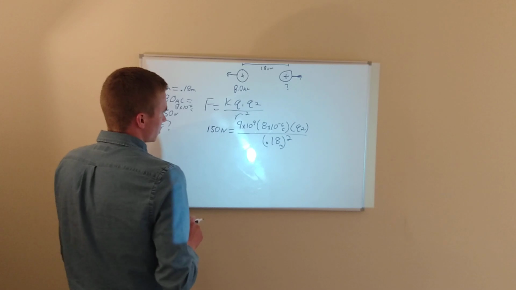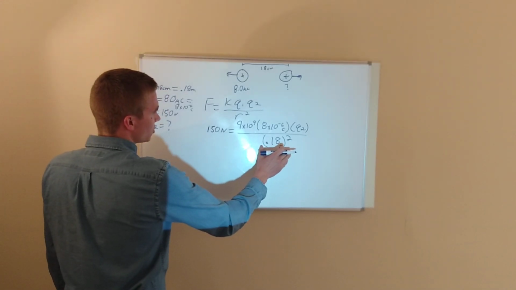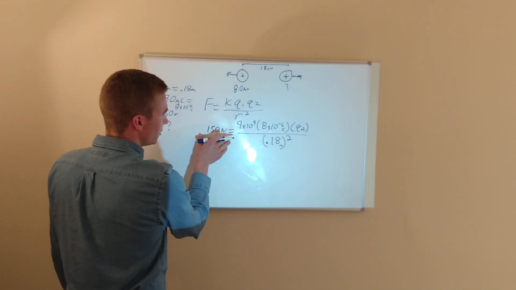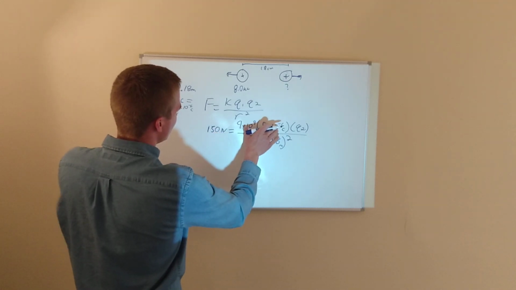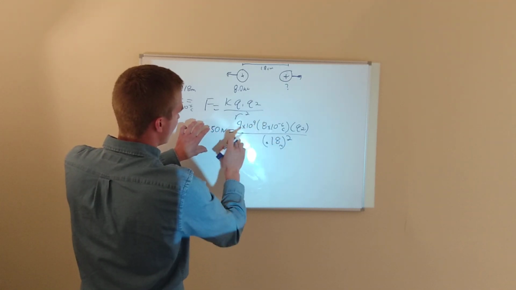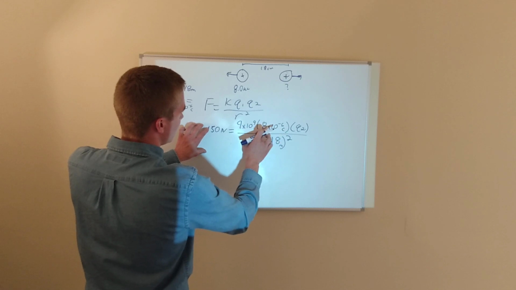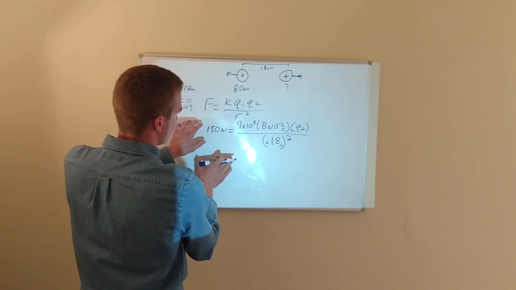Okay? So now what I want to do is I can multiply this value to the 150 and then divide what's on the left by our 9 times 10 to the 9th and the 8 times 10 to the negative 6 away.